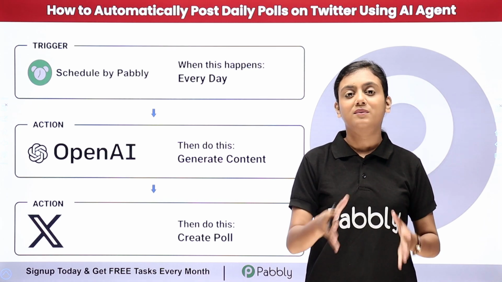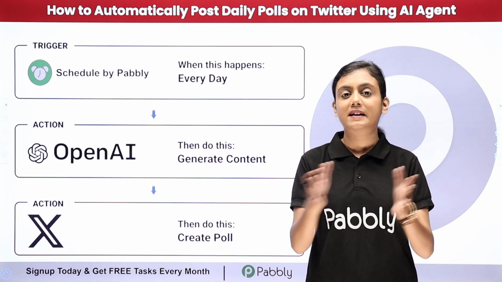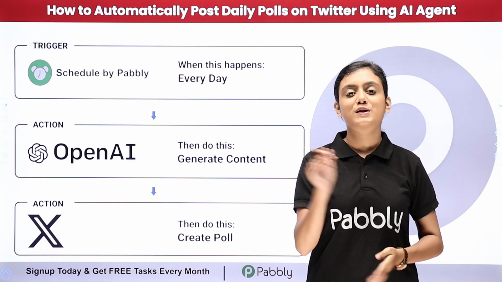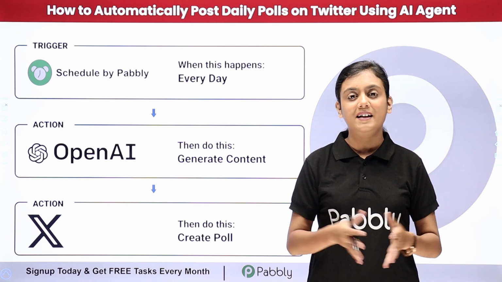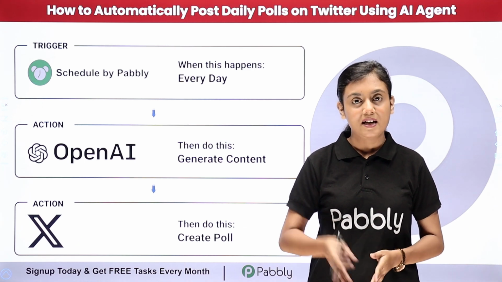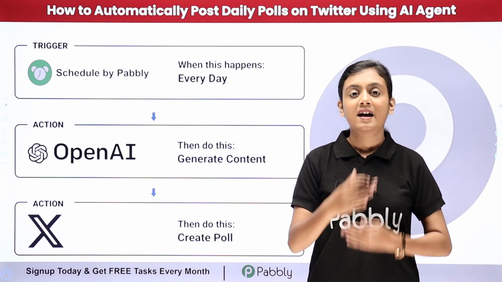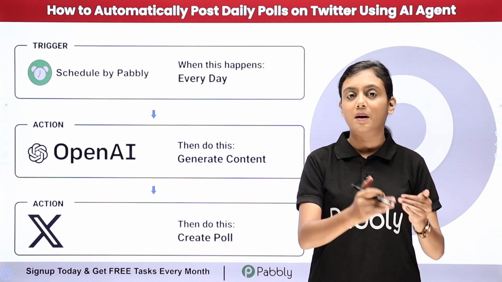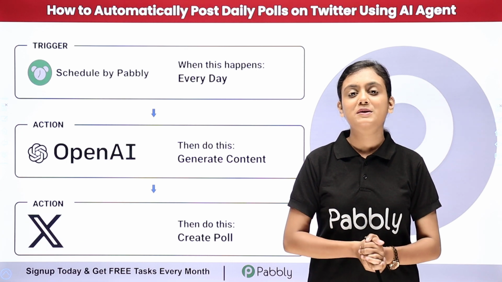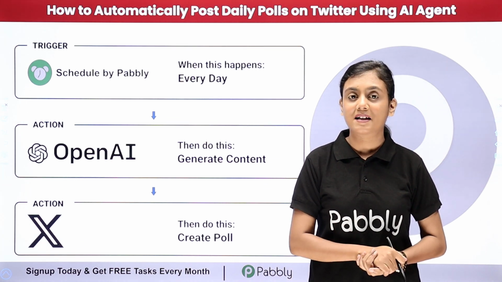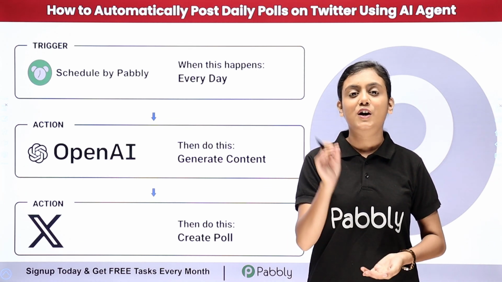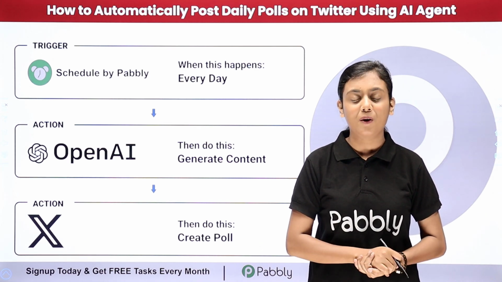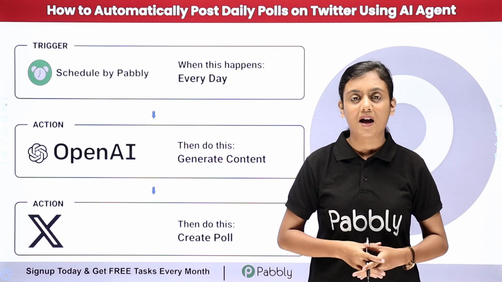Now doing this manually every day at a particular time, creating and posting a poll manually is very time consuming and hectic. So to solve this problem, I have created an AI agent using Pabbly Connect. So now as I've created this AI agent, every day at a particular time an AI agent is going to generate a unique question with number of options and automatically create a poll on my X account, that is formerly Twitter. So now if you want to learn how to create this amazing AI agent for yourself, for your business, then let me take you to my screen.